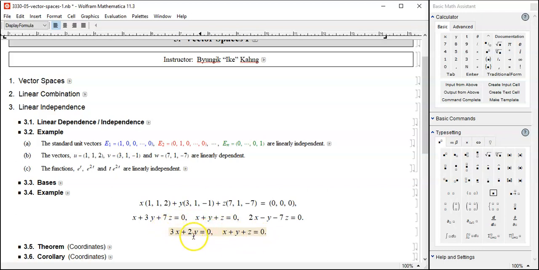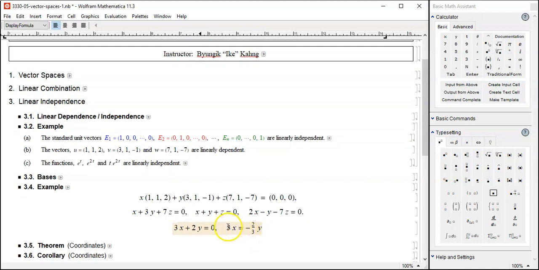From here, can I solve for x? I guess I can solve for x. So x is equal to negative, 3x is equal to negative 2y. So if I divide by 3, this is what I'm going to get. Did I do this right? Okay, that's what I got from here, here combined, and then that.